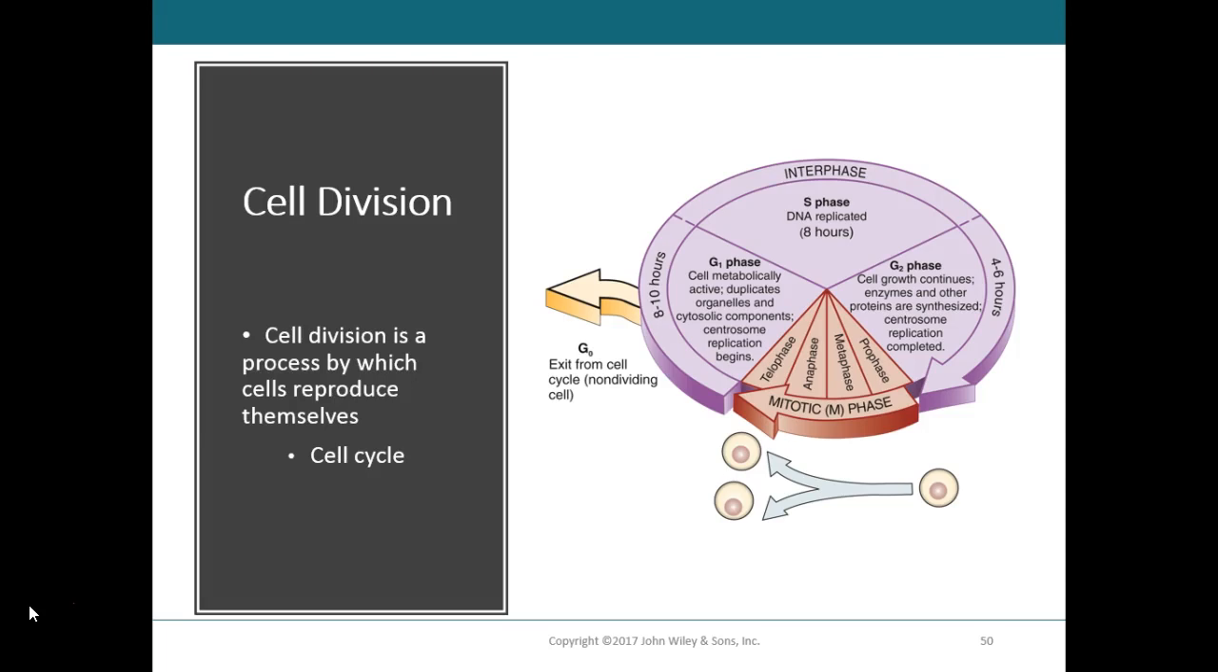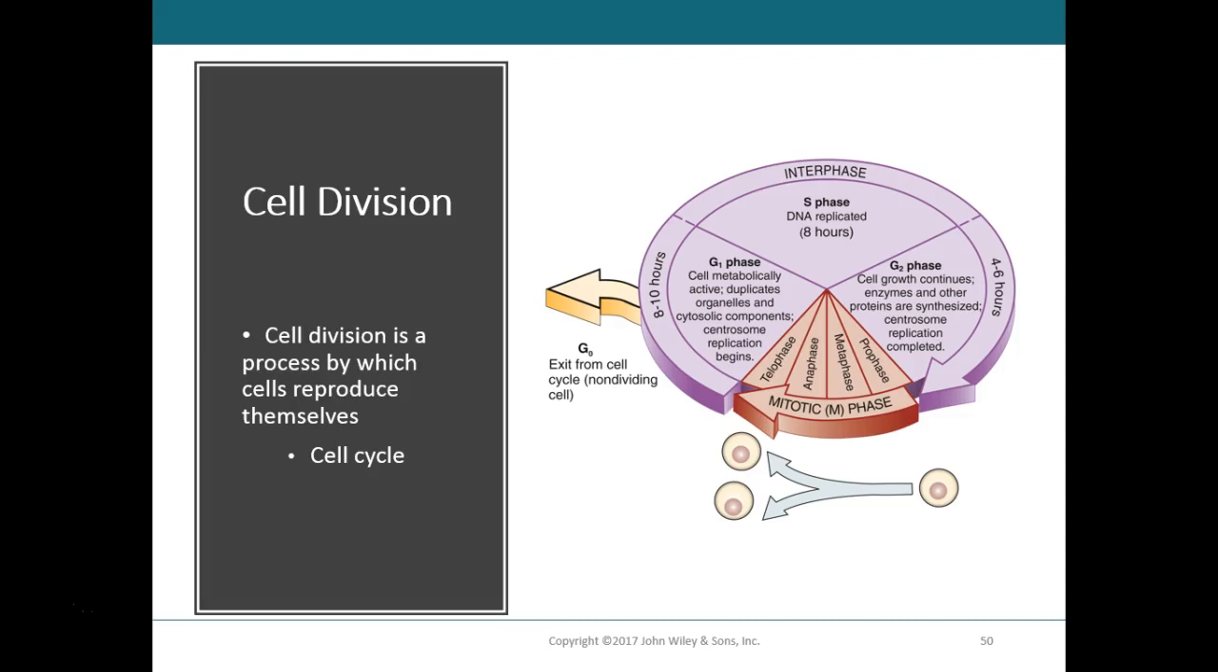That's a separate phase. So we divide interphase into three separate phases. Now, normally a cell is going to spend about 80% of its life cycle in interphase, just being a cell, not reproducing. So we divide interphase into three separate, shorter phases. In the G1 phase, the cell is metabolically active, so it's duplicating its organelles and all the components in its cytosol, except for the DNA.